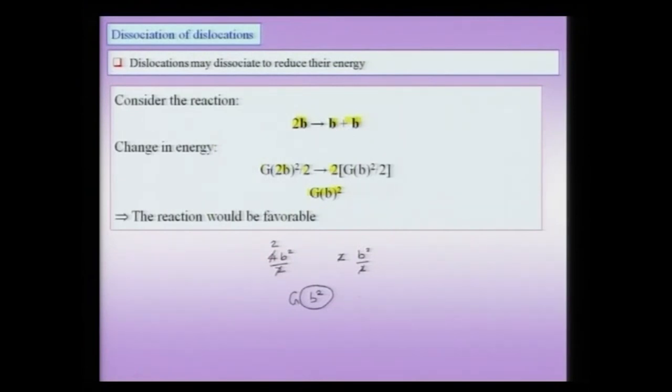But clearly, suppose I had a slip plane, and suppose I can visualize a dislocation with the Burgers vector b, which is of course an edge dislocation. What I mean by a dislocation of 2b is nothing but 2 half planes, right? And this is not a favorable situation as far as a dislocation goes. So, this reduction in energy when a dislocation is split into partials can drive a dissociation of dislocations.